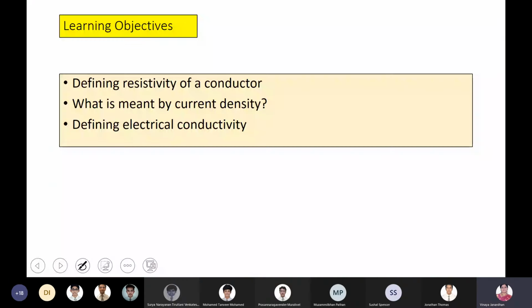So now the first part of the topic is resistivity. You all know what is resistivity. Then the new concept you're going to learn is what is current density and defining electrical conductivity. Boys, almost all 1 mark questions will carry all these things. Define current density, state its SI unit. Define electrical conductivity, state its SI unit.